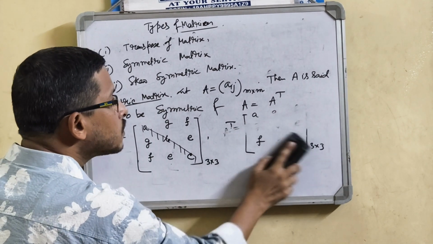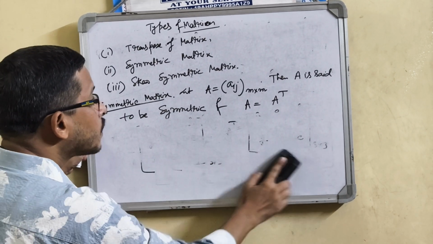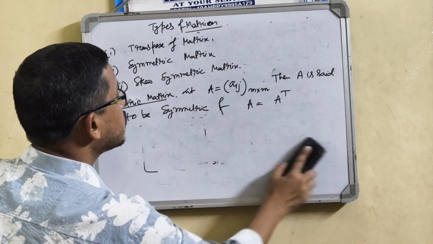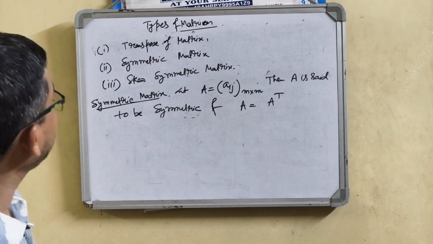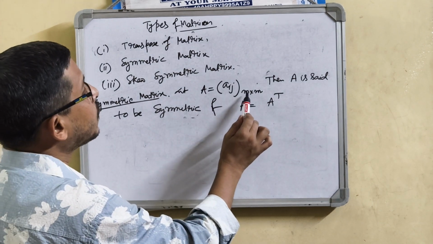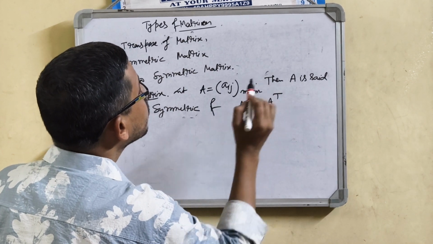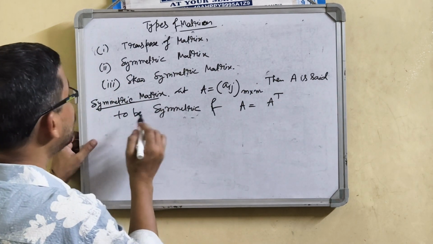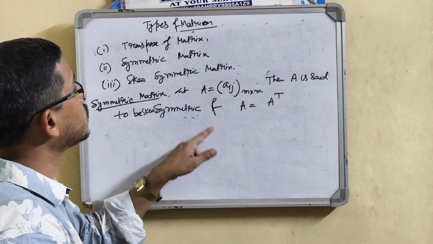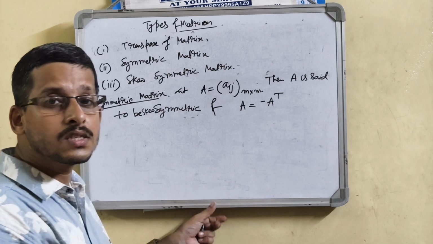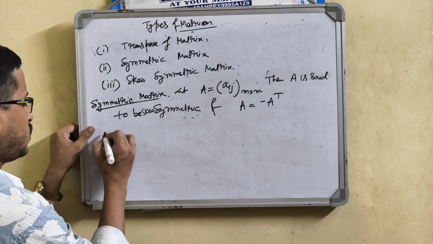Now, the skew symmetric matrix. The skew symmetric matrix is defined like this: if A is equal to Aij of order m by n, then A is said to be a skew symmetric matrix if A is equal to minus A transpose. A is equal to minus A transpose. What is an example of a skew symmetric matrix?